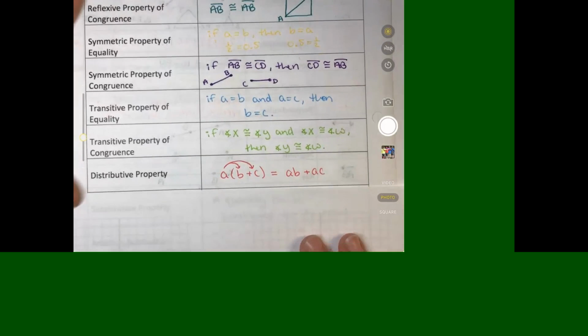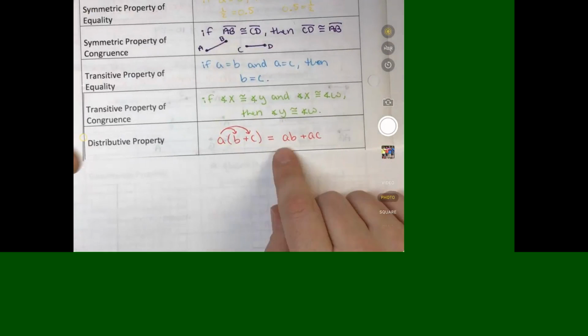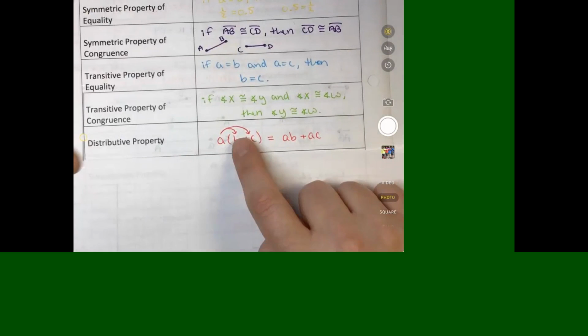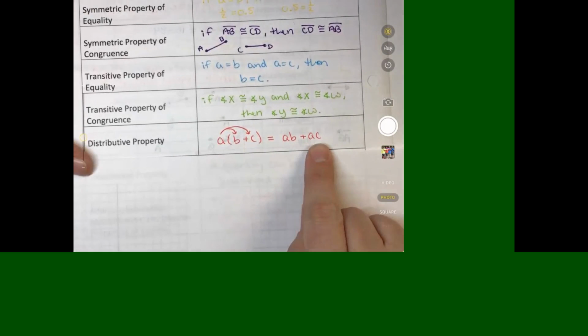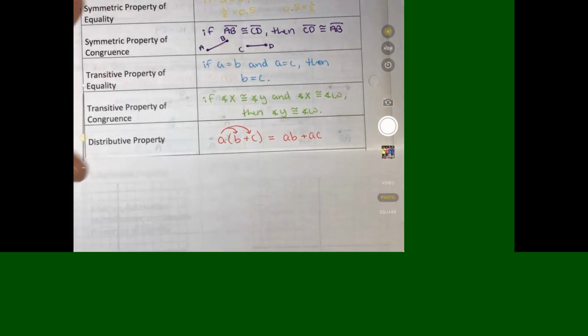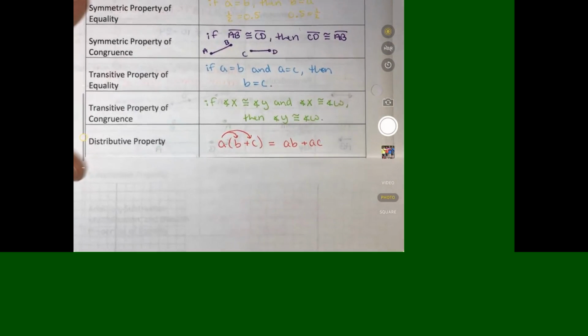Okay. All right, the next one is distributive property. And we love distributive property. Hopefully you remember what that looks like. You're going to take the A and distribute it inside the parentheses by multiplication. So A times B plus A times C. We don't have a congruence property for distributive property, but I just wanted to remind you that that is a property that we use. So know that it can come up anytime.